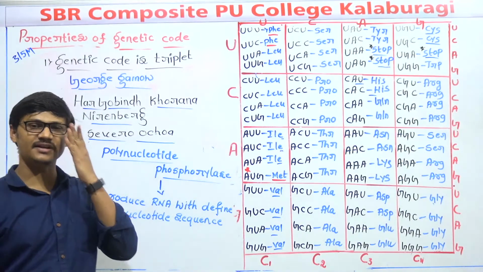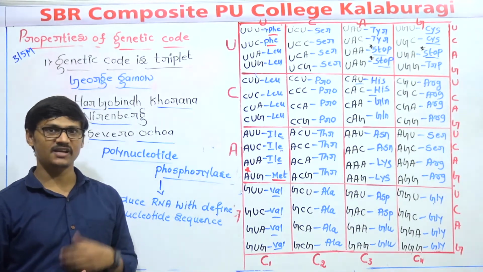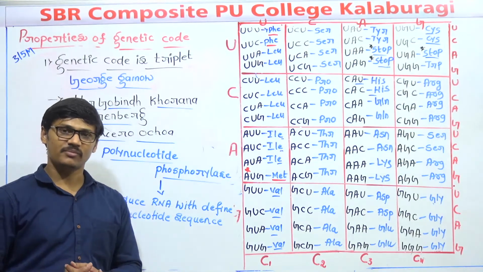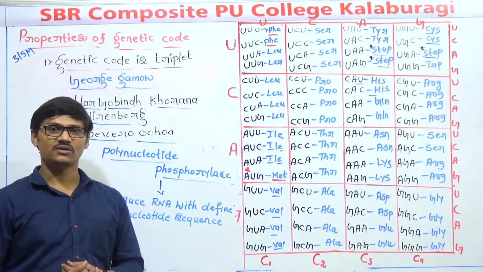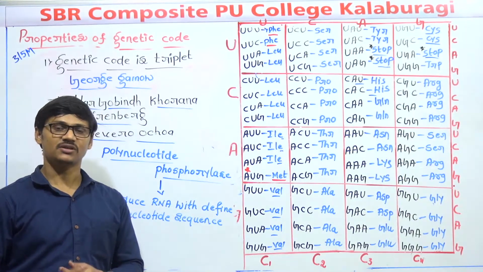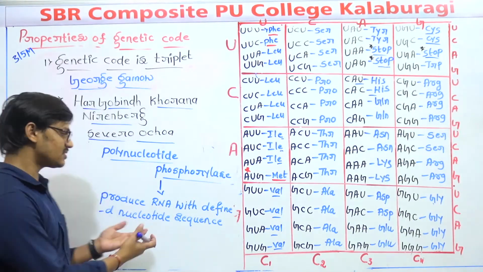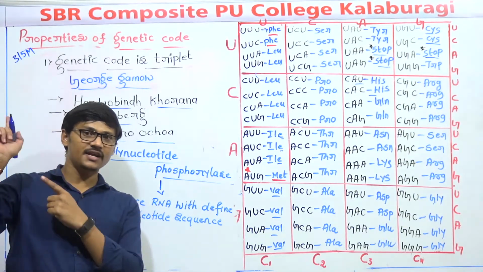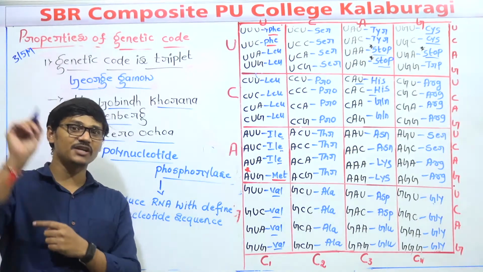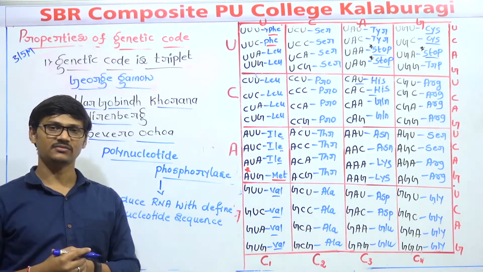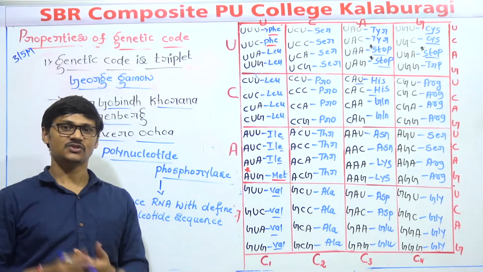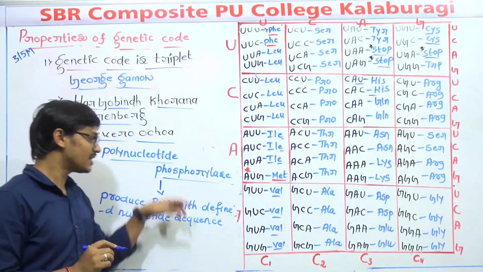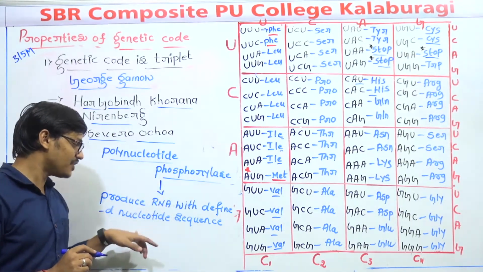Because you already studied an enzyme called the polymerase enzyme, DNA dependent RNA polymerase enzyme, which is used for synthesis of RNA during transcription. Now that enzyme is synthesizing RNA, and this is also synthesizing RNA. What is so special? There is one difference. DNA dependent RNA polymerase enzyme needs a template. I hope you know the meaning of a template. So it needs the help of a template. But here, the speciality of this enzyme is it synthesizes RNA with a defined nucleotide sequence.